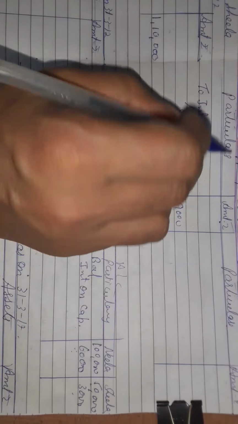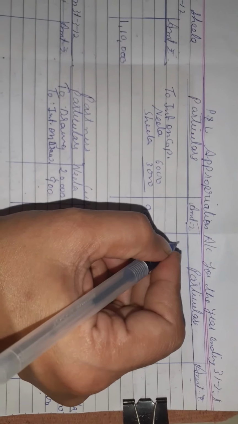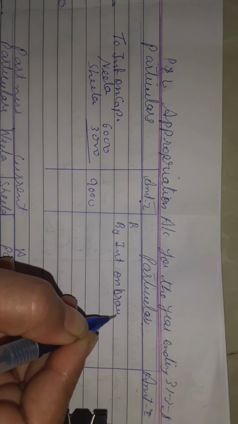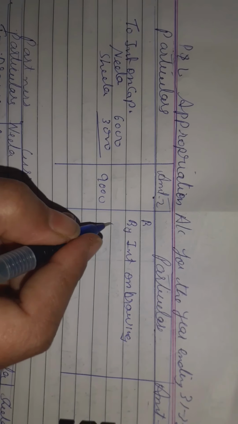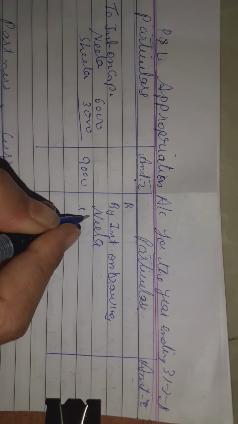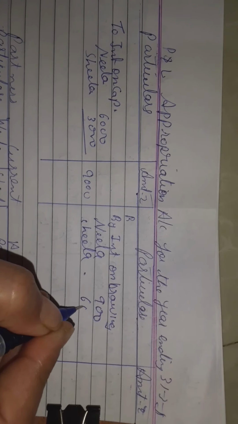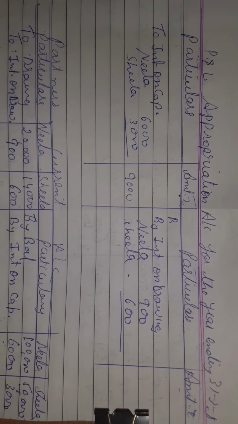These two interest on drawing entries are going to be given in the P&L appropriation account, by interest on drawing. So there are two partners, Neela and Sheila. You are going to write 900 and 600, add them and show in the outer column as 1,500.